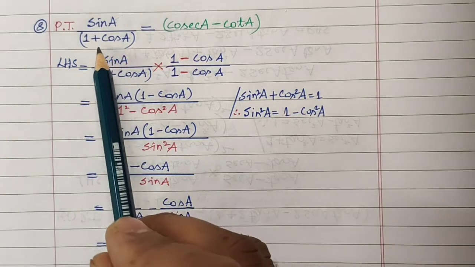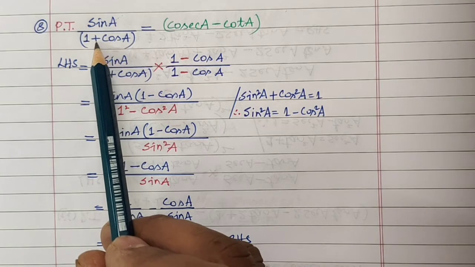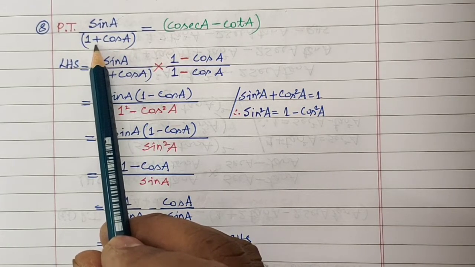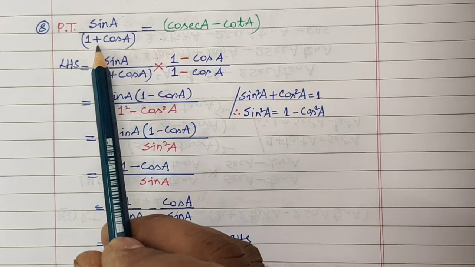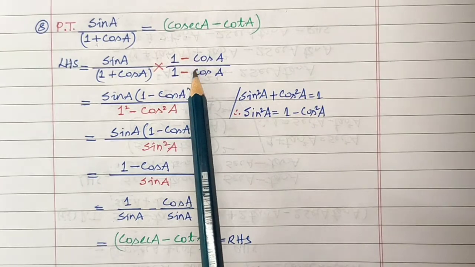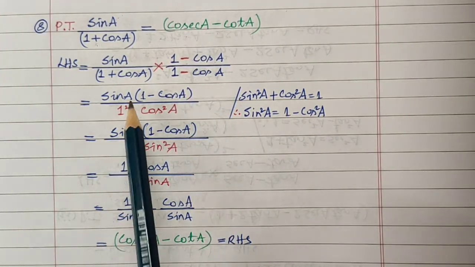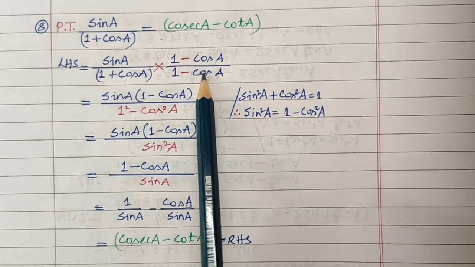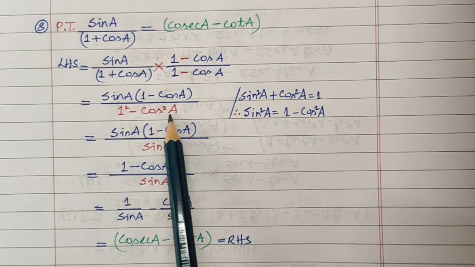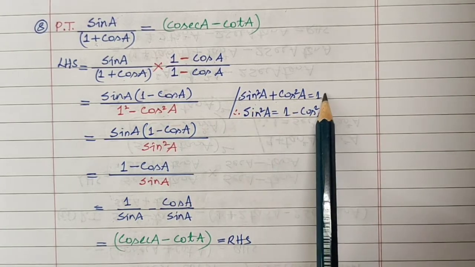Prove that sin a divided by 1 plus cos a is equal to cosecant a minus cot a. Here also in the denominator we have 1 plus cos a. As soon as you see this, multiply both numerator and denominator by changing the sign of the denominator. So we are multiplying both numerator and denominator with 1 minus cos a divided by 1 minus cos a. So this will become a square minus b square. Then we are multiplying sin a into 1 minus cos a, and the denominator is 1 minus cos square a. We know that sin square a plus cos square a is equal to 1. Therefore sin square a is equal to 1 minus cos square a.